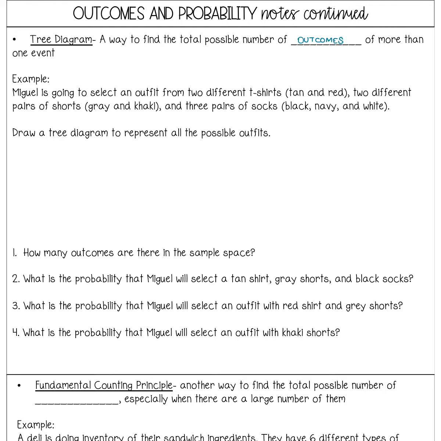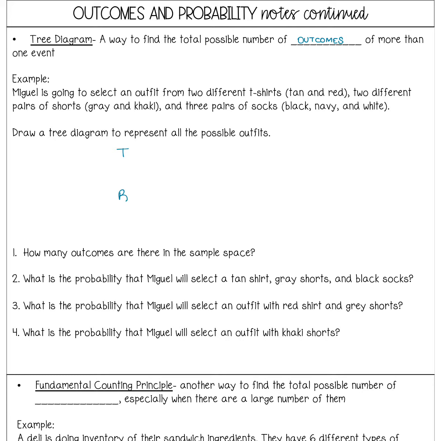So our first example: Miguel is going to select an outfit from two different t-shirts, either tan or red, two different pairs of shorts, gray or khaki, and three pairs of socks, black, navy, and white. We're going to draw a tree diagram to represent all possible outfits. So we start with the first thing they give us. We've got a tan t-shirt and a red t-shirt.